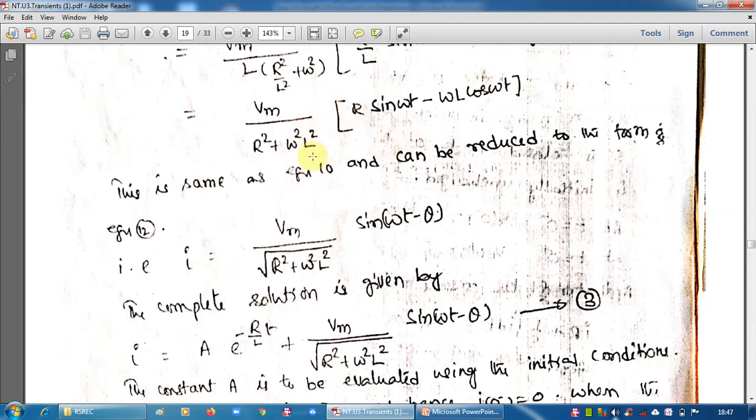Here one step is missing. This denominator term, R square plus omega square L square, is written like this: root of R square plus omega square L square into again root of R square plus omega square L square.